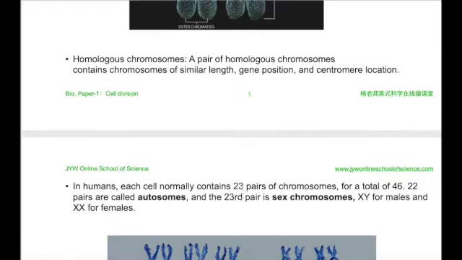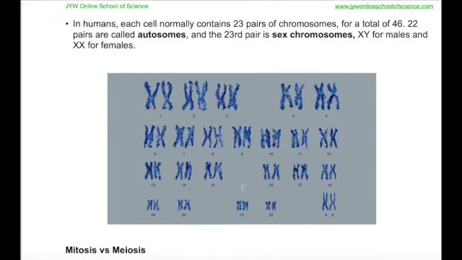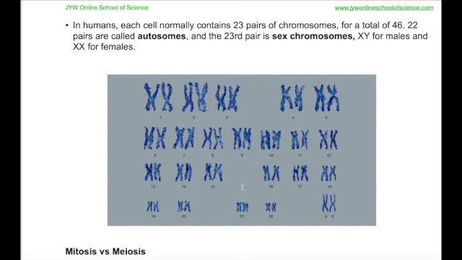Inside the human body, each cell contains 46 chromosomes, which is 23 pairs. If you look at them, they are paired up, one from mother, one from father. Now, of those 23 pairs of chromosomes, 22 of them are similar size. They're called autosomes.